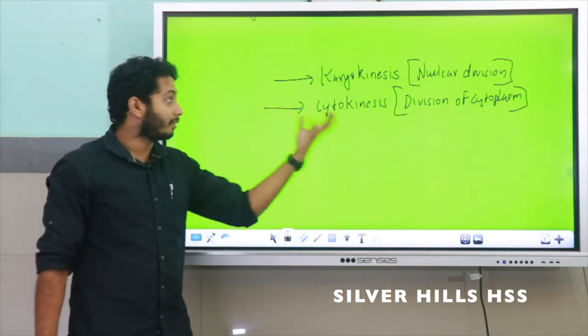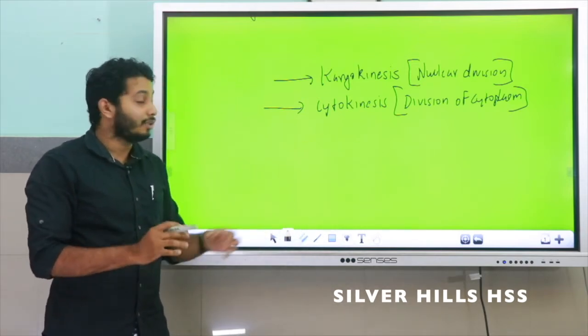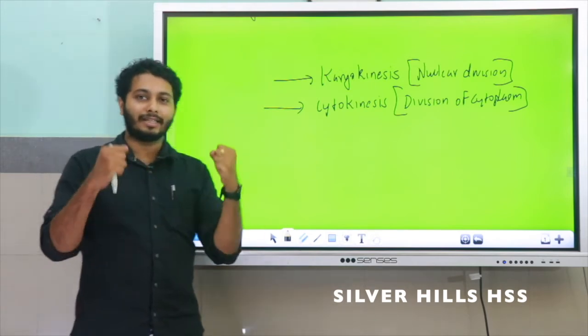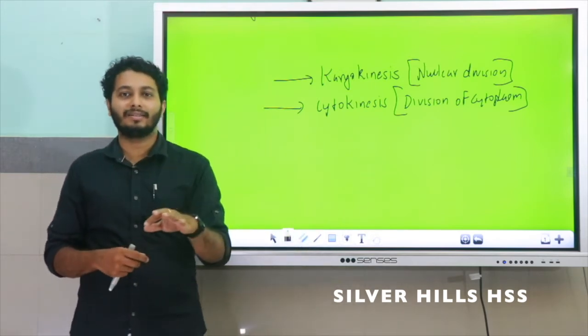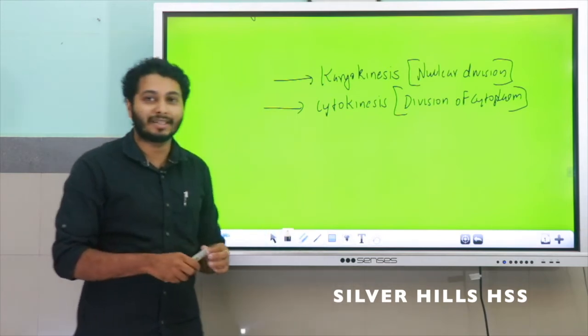The cell is going to undergo mitosis. Mitosis is a type of cell division which takes place in normal cells or somatic cells. The stage in which the cell gets ready for cell division is termed as interphase. In interphase, there are several changes taking place inside the cell.